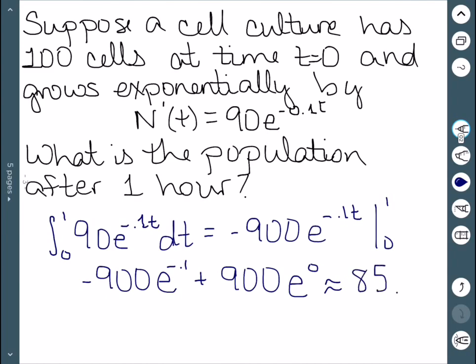85.64. Keeping in mind that we started with 100 and now we have changed by 85.64, in about an hour, it's approximately 186 cells.